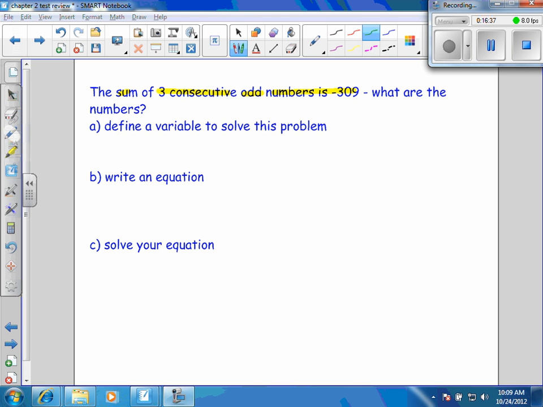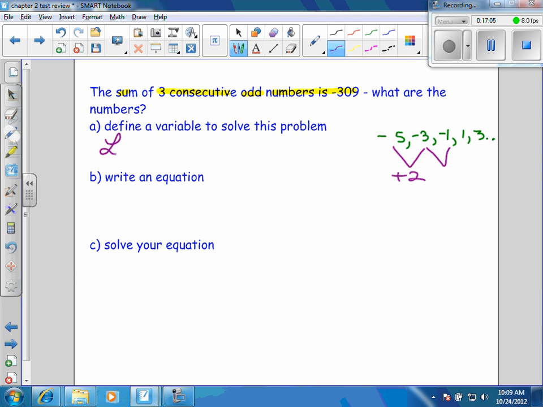Remember odd numbers, if we just look at odd numbers, be them negative or positive: negative 5, negative 3, negative 1, positive 3. Those are consecutive odds. How far apart are they? 2. Think about the problem before you start, okay?